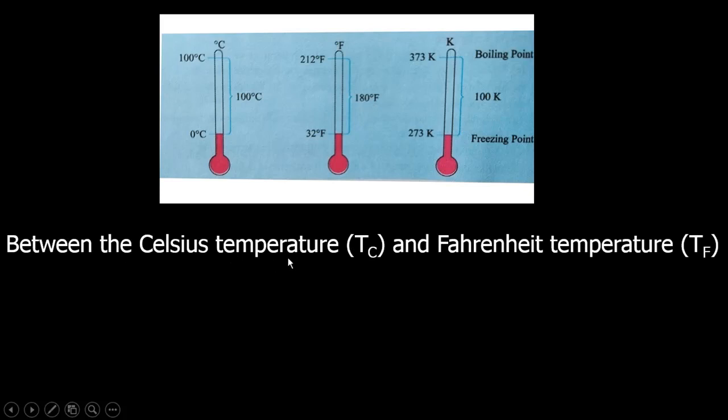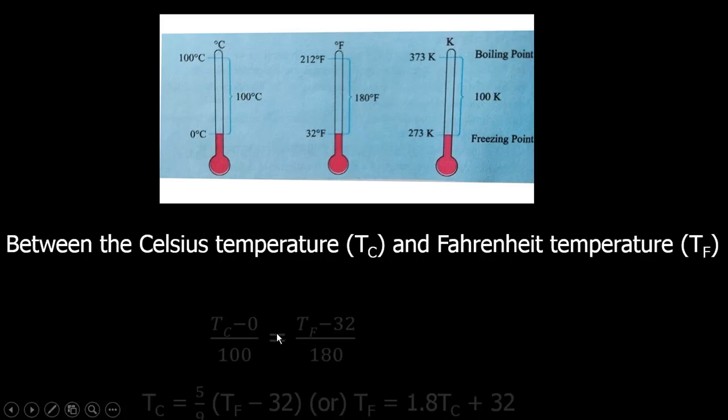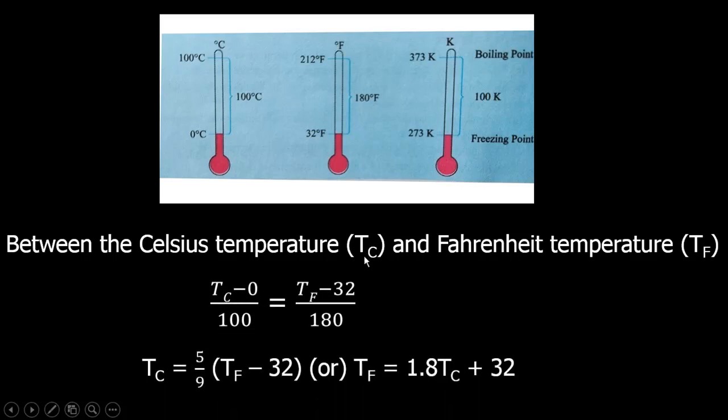The relationship between the Celsius temperature, TC, and the Fahrenheit temperature, TF: TC minus 0 over 100 equals TF minus 32 over 180. Here 0 is the freezing point, the lower fixed point, for Celsius.